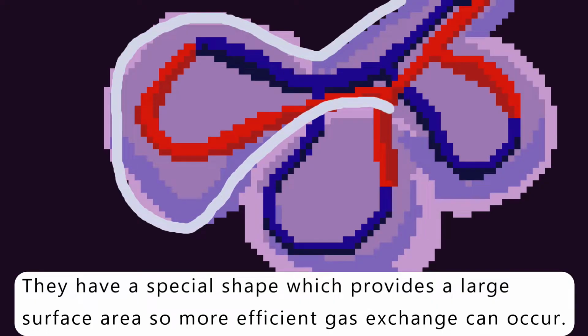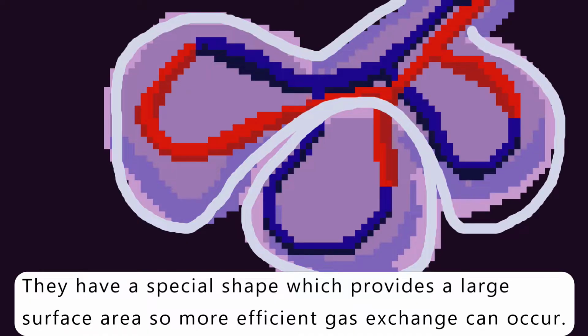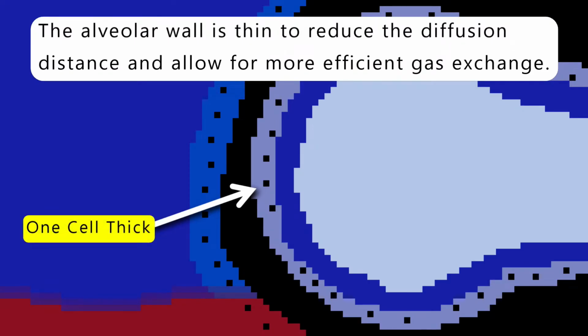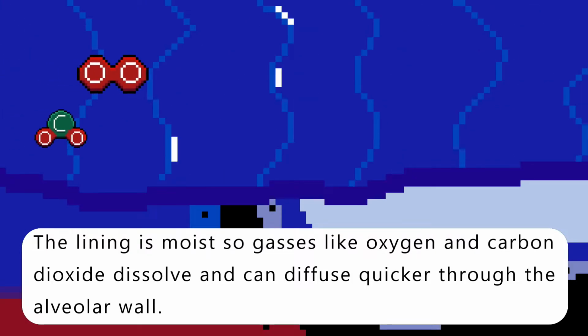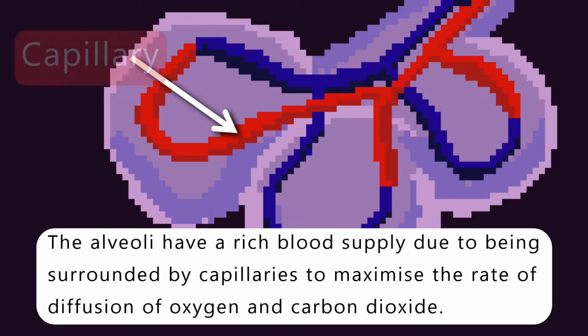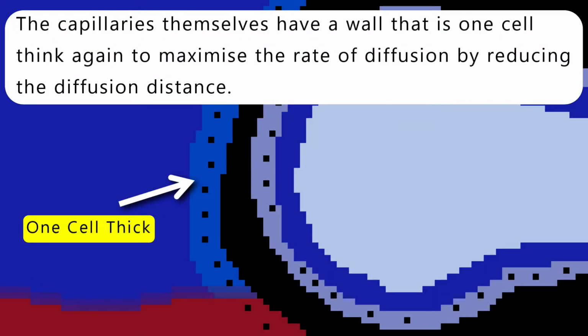They have a special shape which provides a large surface area so more efficient gas exchange can occur. The alveolar wall is thin to reduce the diffusion distance and allow for more efficient gas exchange. The lining is moist, so gases like oxygen and carbon dioxide dissolve and can diffuse quicker through the alveolar wall. The alveoli have a rich blood supply because they're surrounded by capillaries to maximize the rate of diffusion of oxygen and carbon dioxide. The capillaries themselves have a wall that is 1 cell thick, again to maximize the rate of diffusion by reducing the diffusion distance.